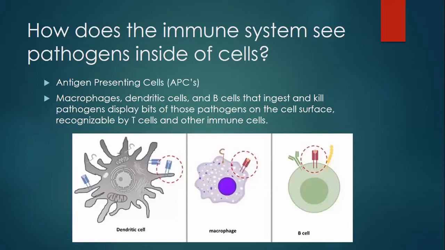Another way we can see pathogens inside of cells is from antigen-presenting cells. Macrophages, dendritic cells, some B cells can ingest and kill pathogens. Okay. And then they can take pieces of that pathogen and display them on their own MHC molecules, which can then signal to T cells and other immune cells that a pathogen is present inside the body, and that can ramp up the T cell response.